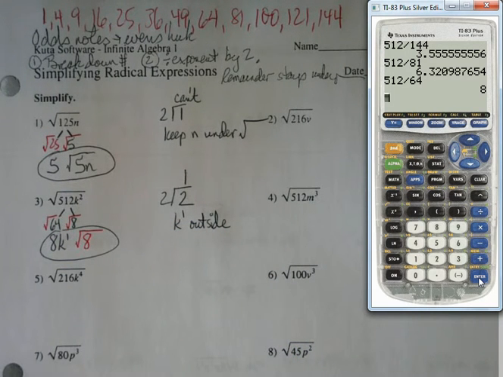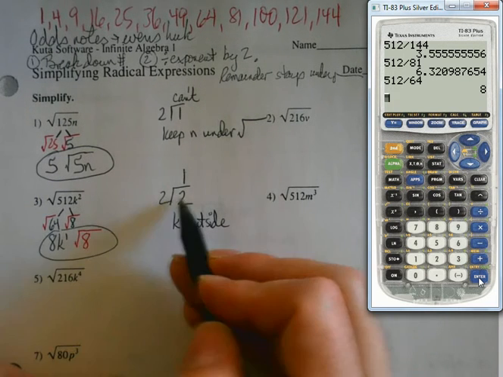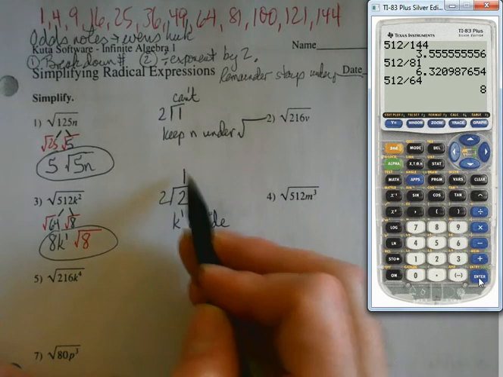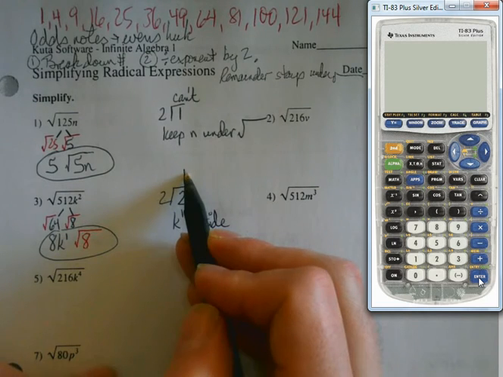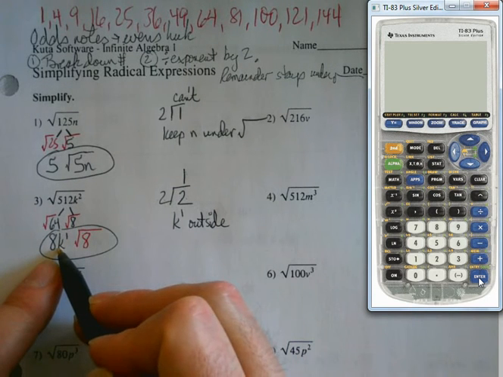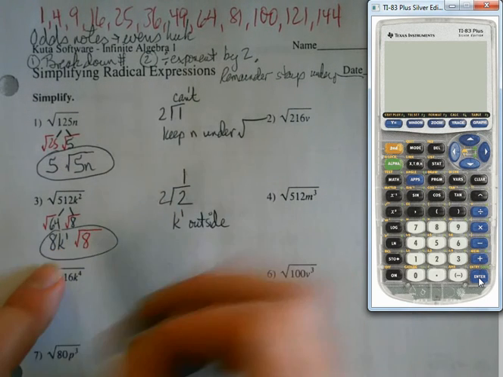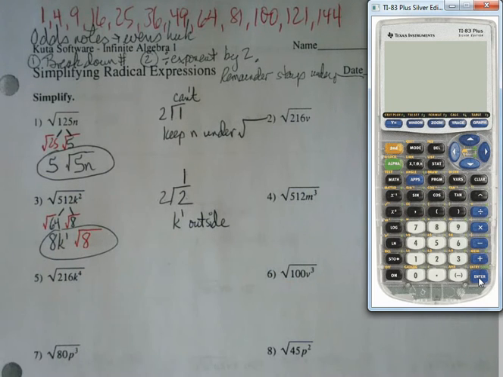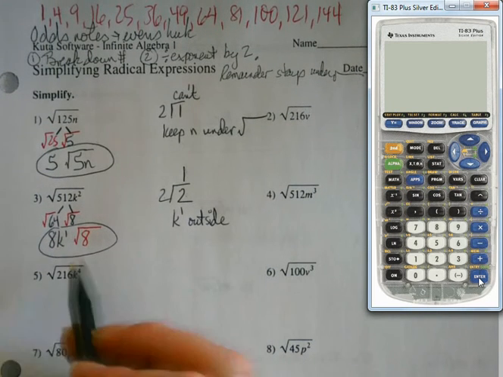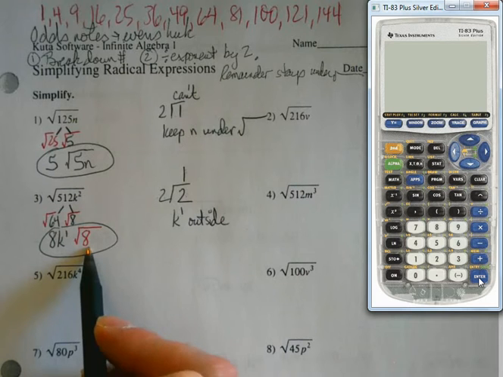Now, there's a couple of things I'm going to mention here. So if it goes in an even number of times, so it goes in clean, okay, that's always going to go on the outside. If it doesn't go in clean, or I have a remainder, that's going to stay on the inside. But I want to look at my answer for a second here again before I go to the next one. I'm looking at that 8 that's still under the radical.